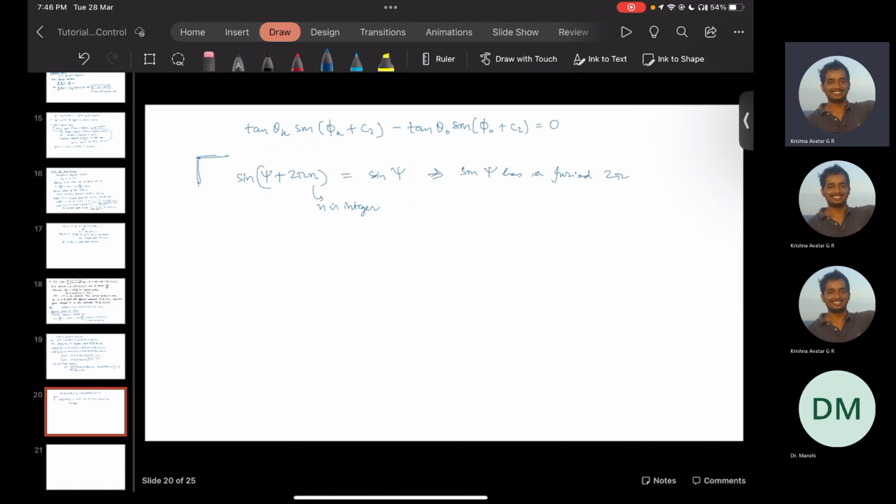For tan, the one thing about tan is it has a period of pi n, where again n is an integer.